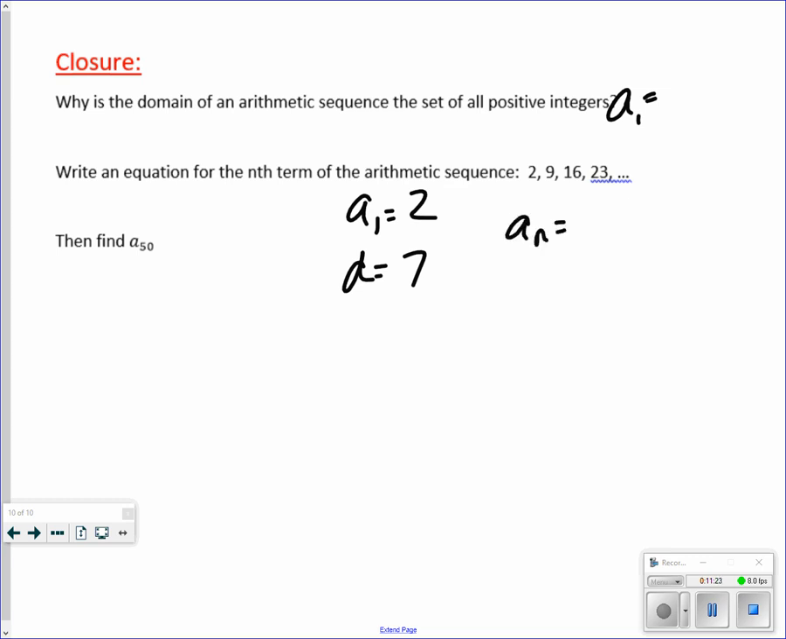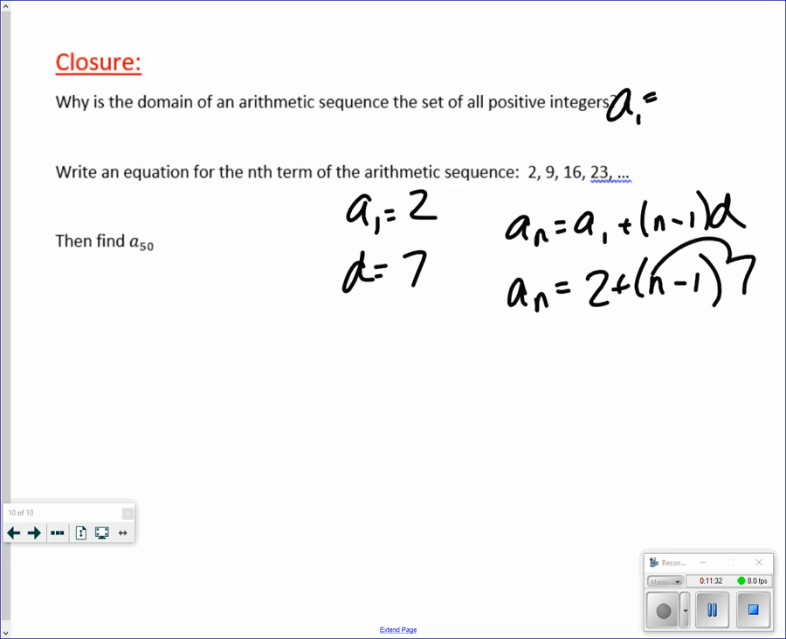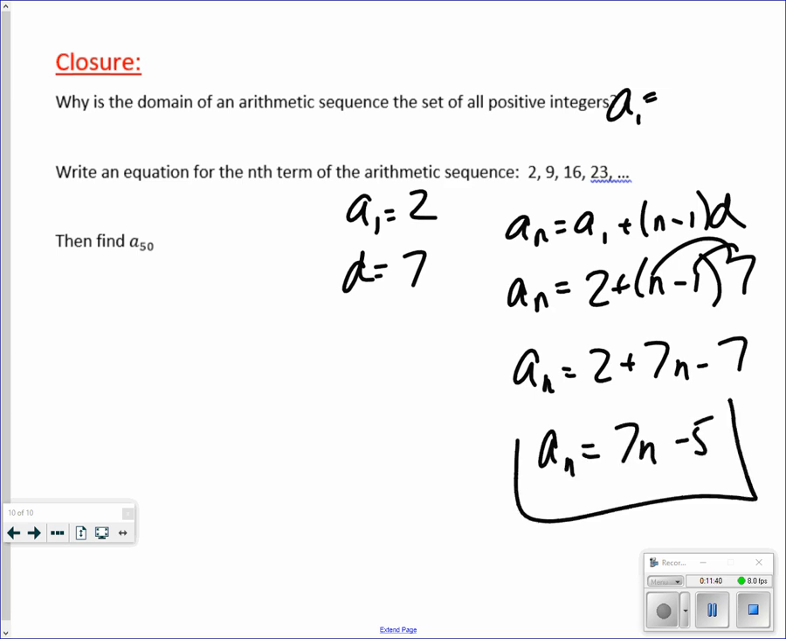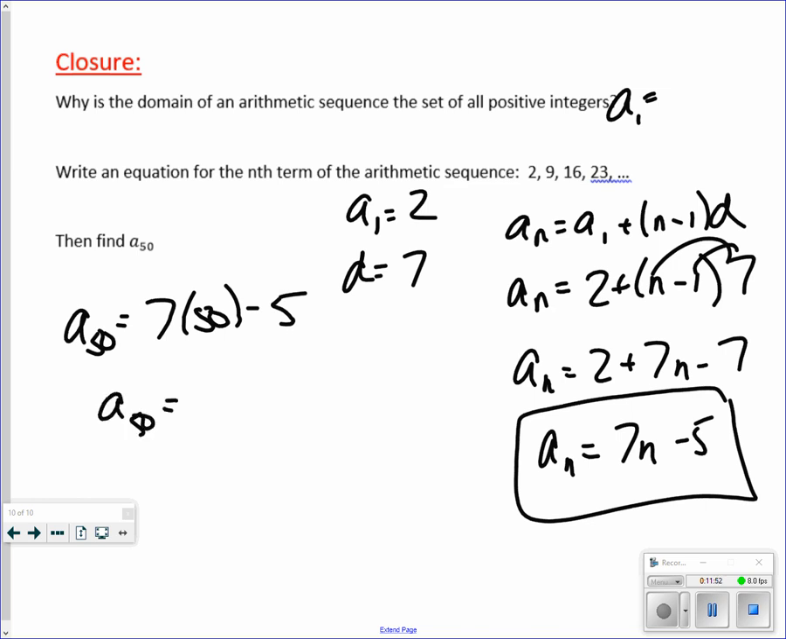So a sub n equals a sub 1. I'm going to write out the equation again one more time for you. A sub n equals a sub 1 plus n minus 1 d. Distribute the d, and then add like terms. This would give you the equation. Now it's asking what is a sub 50. That means they're going to put 50 in place of n. So a sub 50 would equal 7 times 50, which is 350, minus 5, which would be 345.